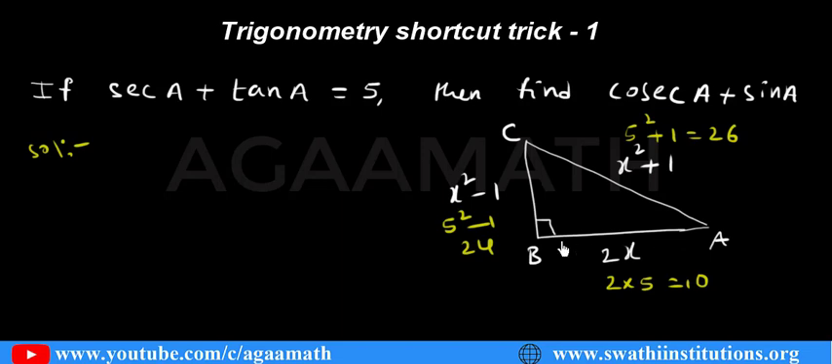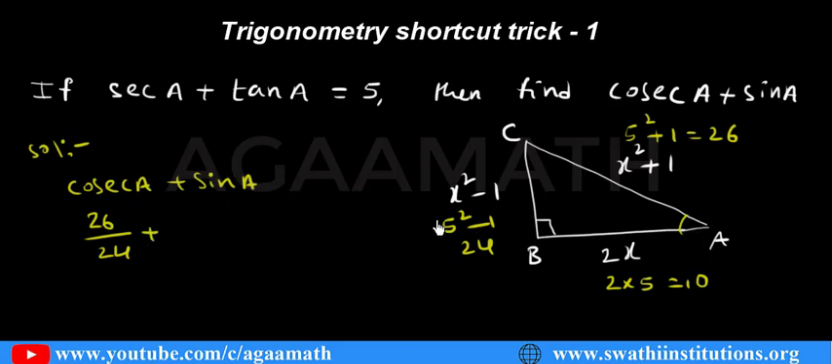So here the lengths of the sides are 10 units, 24 units and 26 units. What we would like to find is cosecant A plus sin A. We have to find cosecant A plus sin A. So what is cosecant A? The ratio of cosecant A is hypotenuse by opposite. Here this is angle A, theta. Hypotenuse is 26, opposite is 24, so 26 by 24 plus sin A.